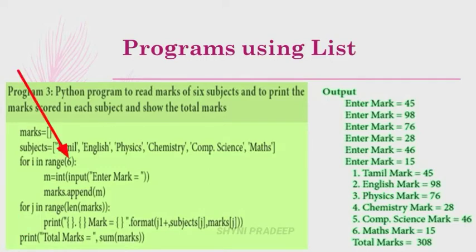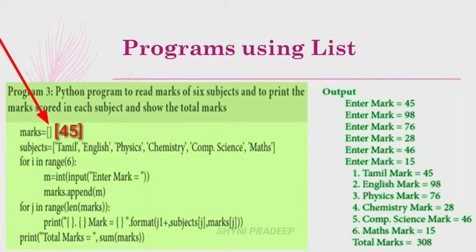See the range value 6 is given, last value is 6. So first you have to enter the first mark, that is Tamil. Enter mark is equal to 45. See the next line, marks append M. So mark 45 will be added in the marks list. Okay. So marks is equal to 45.